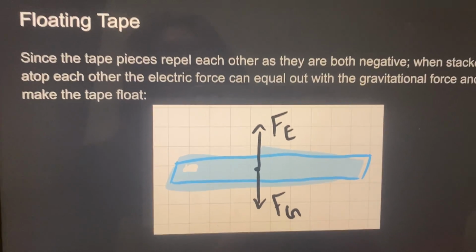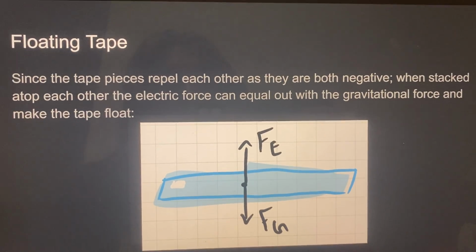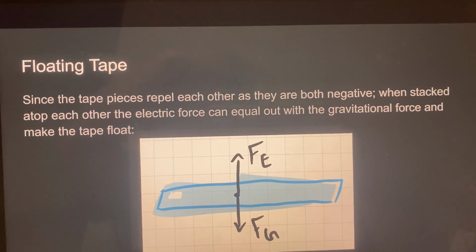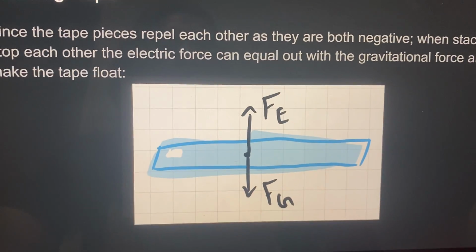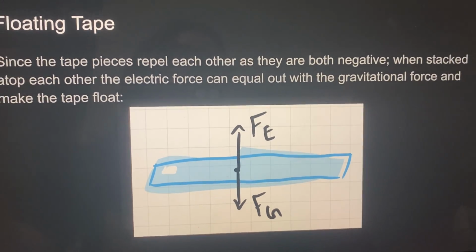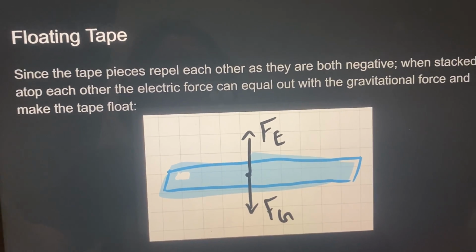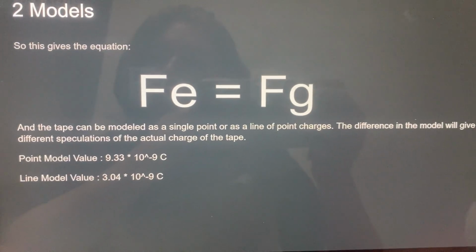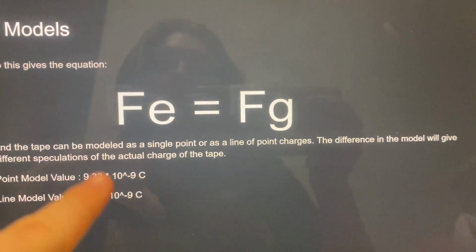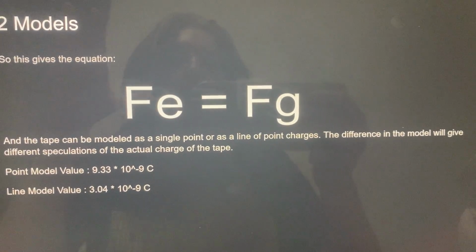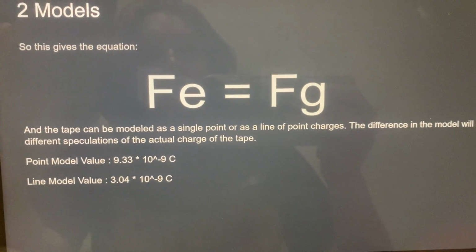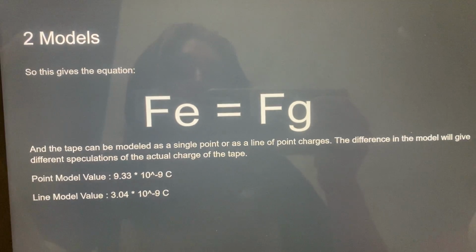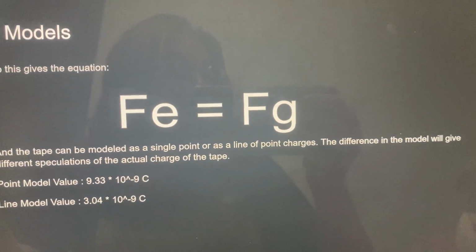Another portion of the experiment was the whole floating tape thing. It was stacking a piece of tape on top of another negatively charged piece of tape, and since they're both negative and stacked on top of each other, the electric force should equal the gravitational force and make a floating tape. This is my diagram that I made. This gives the equation that the electric force equals the gravitational force, and the tape can be modeled as a single point or as a line of point charges, which is where the coding section of the lab comes in.